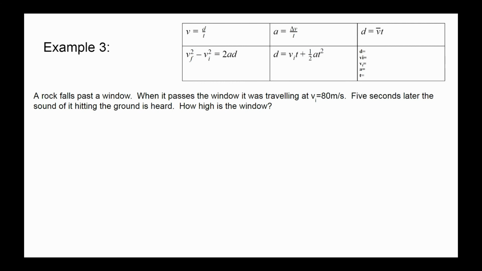Example 3. A rock falls past a window. When it passes the window, it was traveling at 80 meters a second. 5 seconds later, the sound of it hitting the ground is heard. How high is the window?